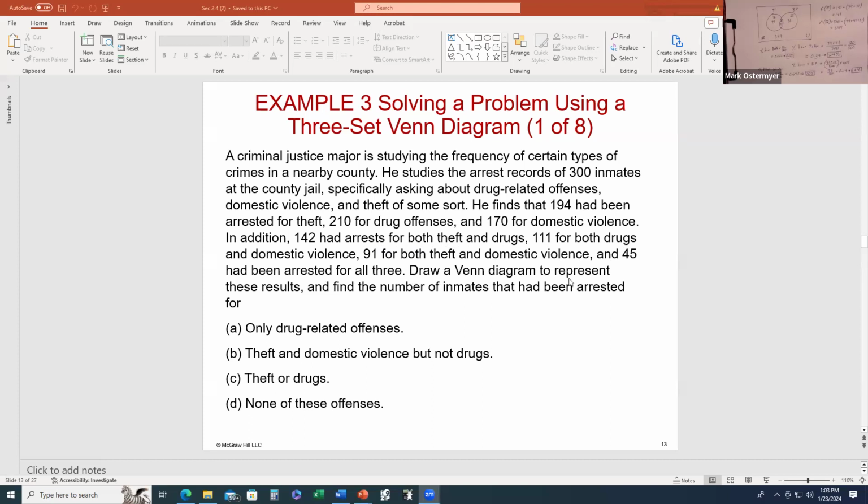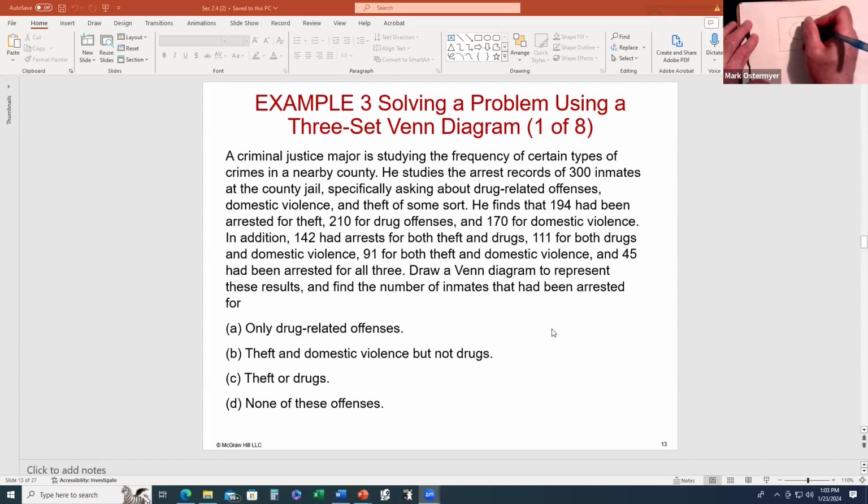Draw a Venn diagram to represent these results and find the number of inmates that have been arrested for only, they just ask you a whole bunch of questions. But obviously, the first thing you have to do is draw the Venn diagram. Do you agree? And you've got to populate the regions with their correct cardinalities. So we're going to need three sets here, correct? All right. So I'm going to try to draw this.